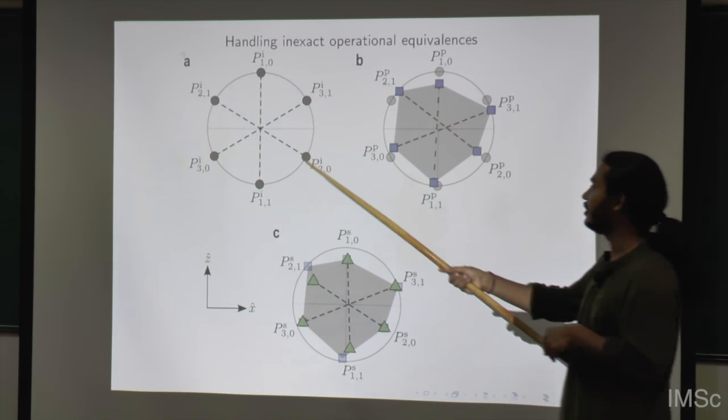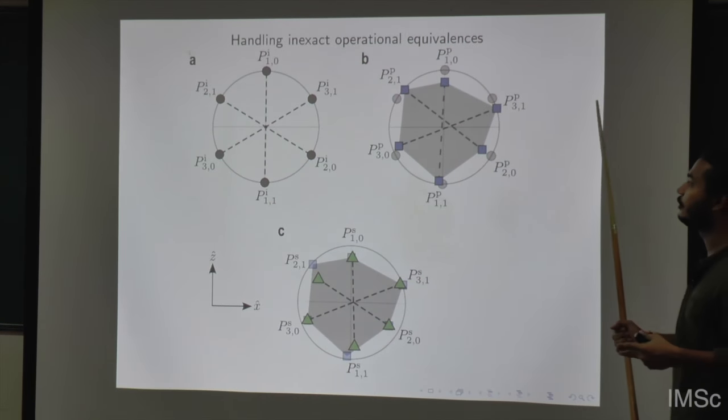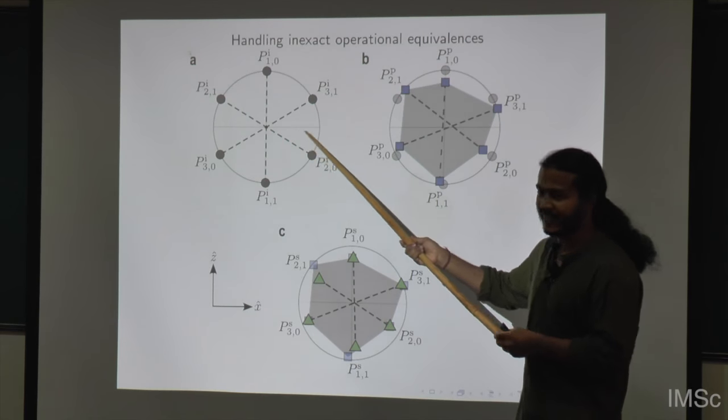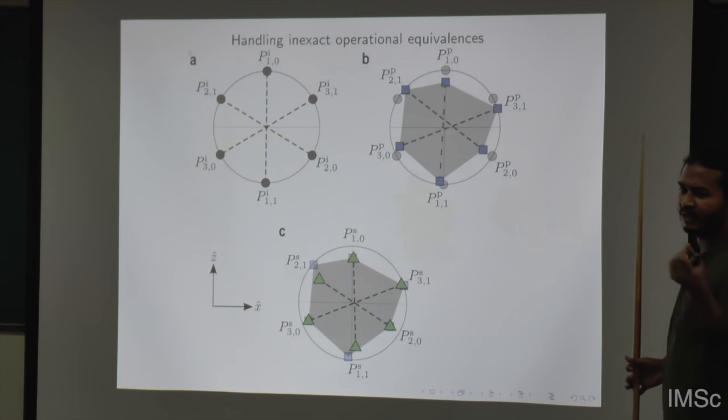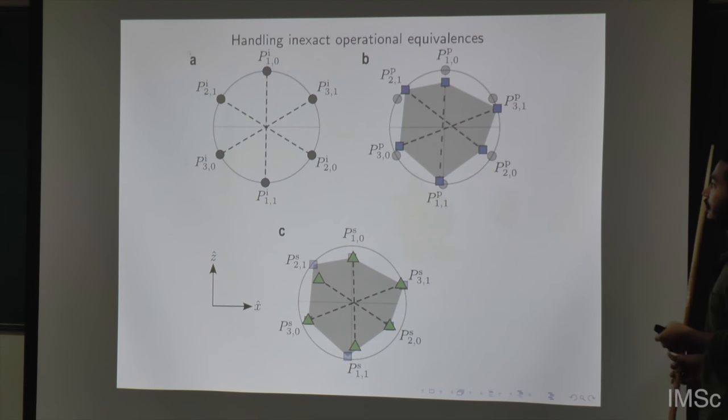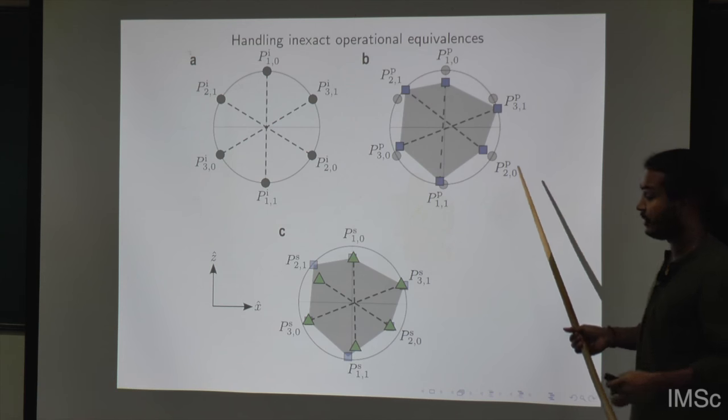Okay, so I'm just using the Bloch sphere picture because it's more familiar to explain this approach, but the approach is independent of quantum theory, because we use this framework called general probabilistic theories, which assumes less than quantum theory.